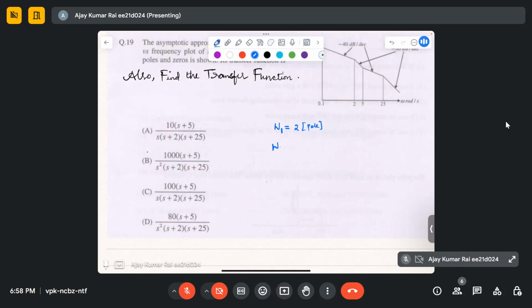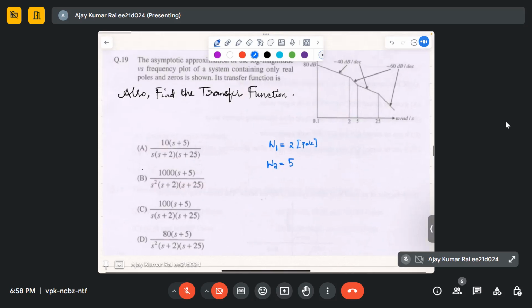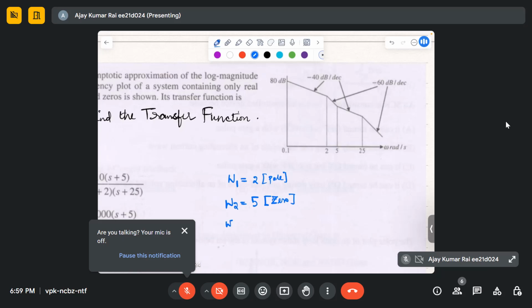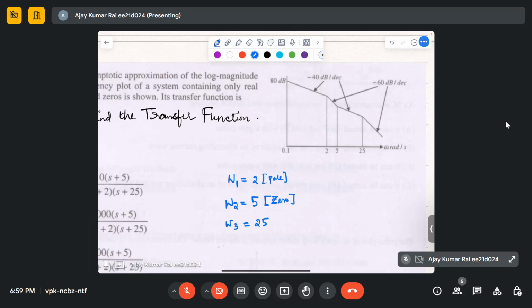The next corner frequency is 5. At 5, the slope is changing from minus 60 to minus 40. It's opposite of what we have seen for the first one, so it's a zero. The other corner frequency is 25. Here the slope is changing from minus 40 to minus 60, so again we have a pole. In total we have 3 corner frequencies.